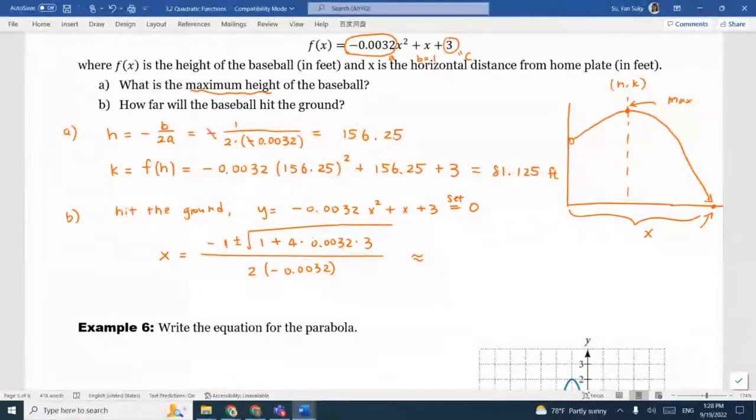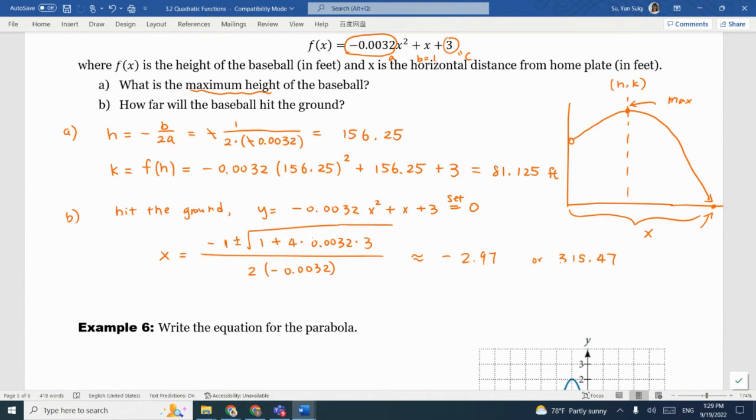What do you get? Calculator, calculator. What number do you get? What number do you get? I got negative 2.97 and 315.4. Right, everybody?